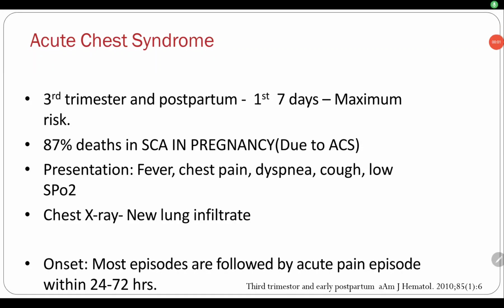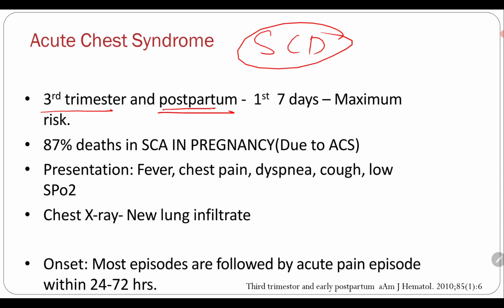We will discuss acute chest syndrome in sickle cell disease crisis. Basically, acute chest syndrome usually occurs in the third trimester and the postpartum period, that is, the first 7 days. That is a very important part of your postpartum care in sickle cell disease patients.